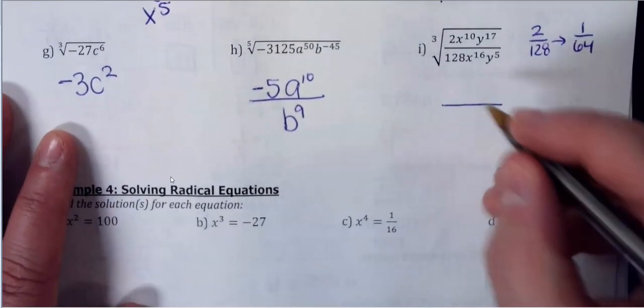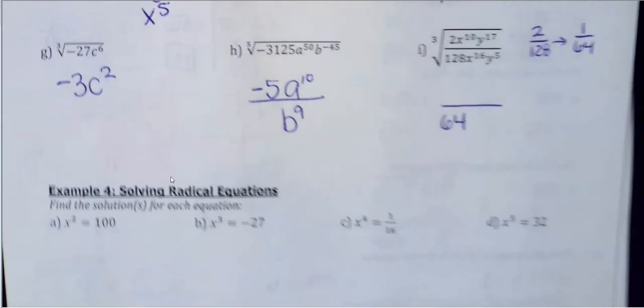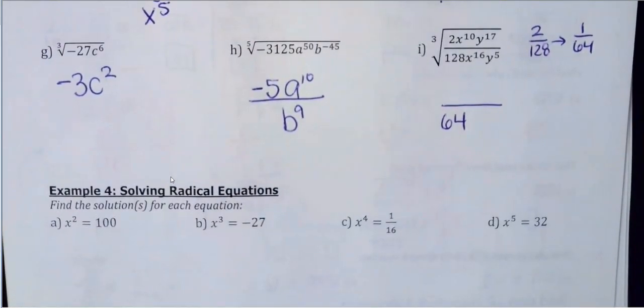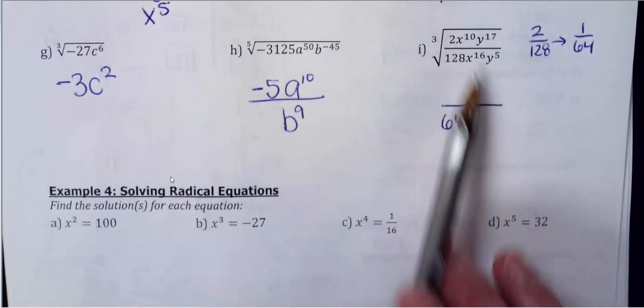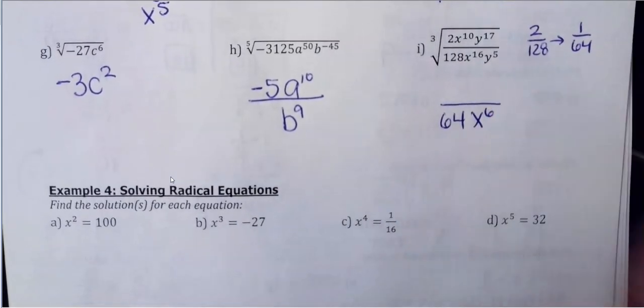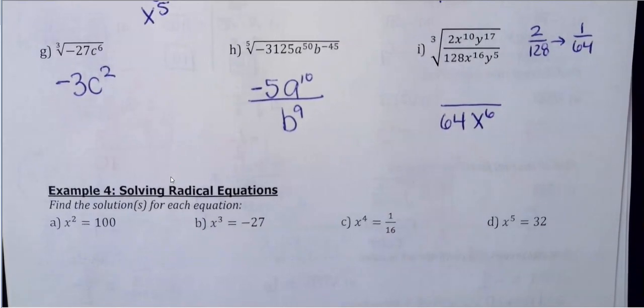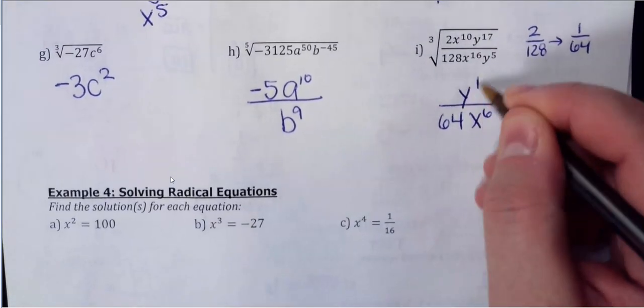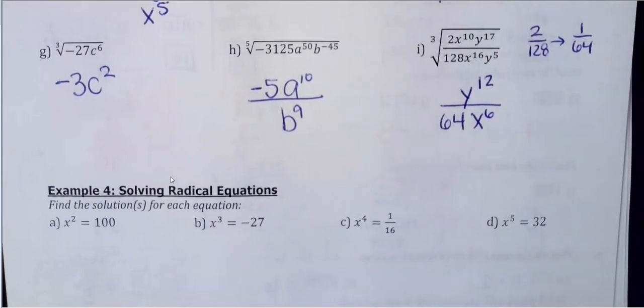Okay, as I write this, I'm just going to put a 64 in the bottom. I'll put the 1 in the top if everything else canceled out of the top, but I'm just going to put the 64 in the bottom for a second. Now if I look at my x's, 10 on the top, 16 on the bottom, so you got 6 more on the bottom. And if I look at my y's, 17 on the top, 5 on the bottom, so I've got 12 more on the top. Now what I got to remember, I did not take the fourth root here.